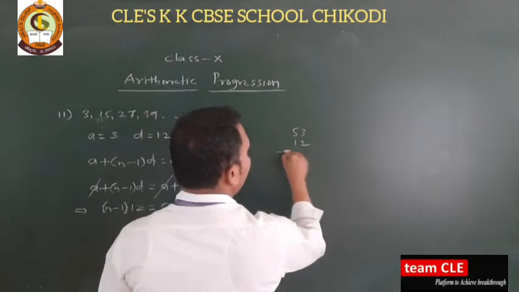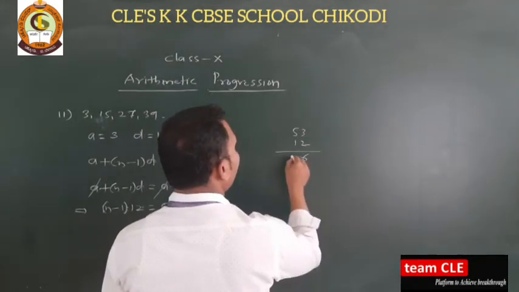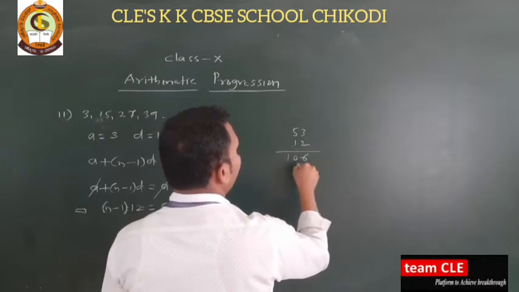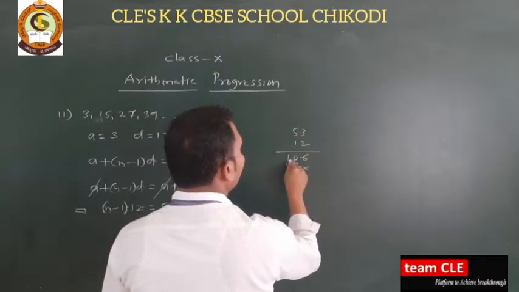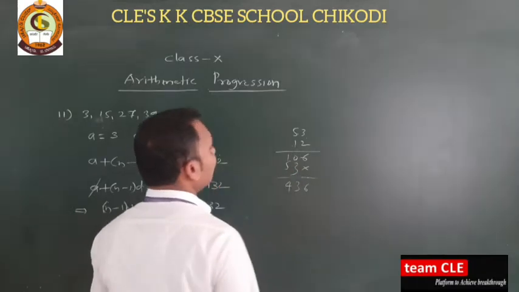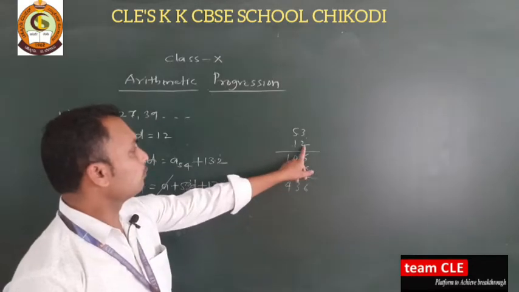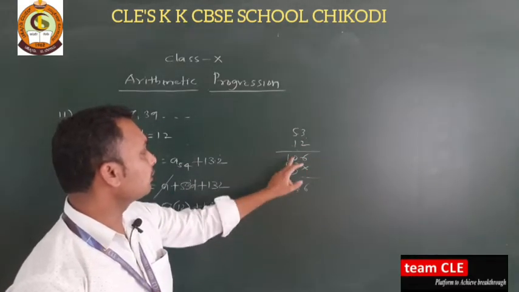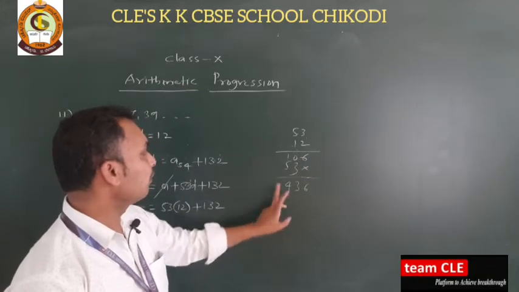53 into 12. 2 3s are 6, 2 5s are 10. 1 3s are 3, 1 decimal place, 1 3s are 3, 1 5s are 5. Okay, 6, this is 3, 4. Now, 2 3s are 6, 2 5s are 10. As it is, we have written 1 3s are 3, 1 5s are 5. Okay, 6 will come, 3 will come, 4.